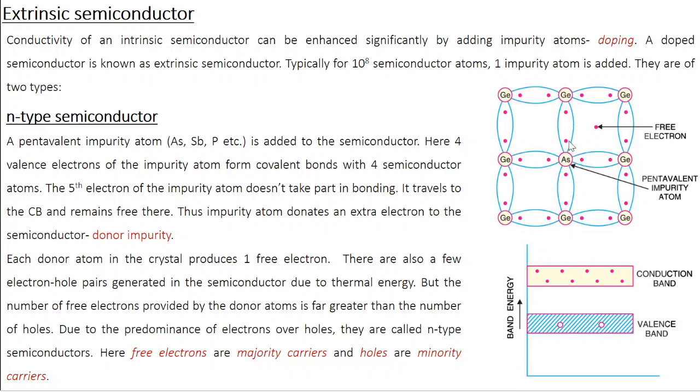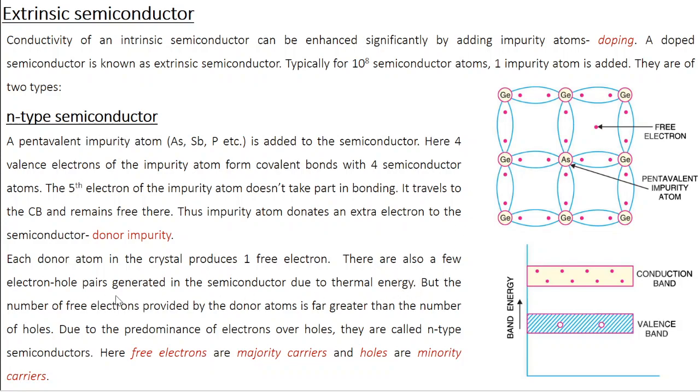So this is a free electron, so it travels to the conduction band and remains free there. The 4 electrons which take part in bonding are in the valence band, completely engaged in bonding, but the 5th electron travels to the conduction band and remains there as a free electron. Which means when you add an n-type impurity atom to the semiconductor, you are donating an extra electron. That's why an n-type dopant is known as a donor impurity, something which donates free electrons. So each donor atom in the crystal donates one free electron.